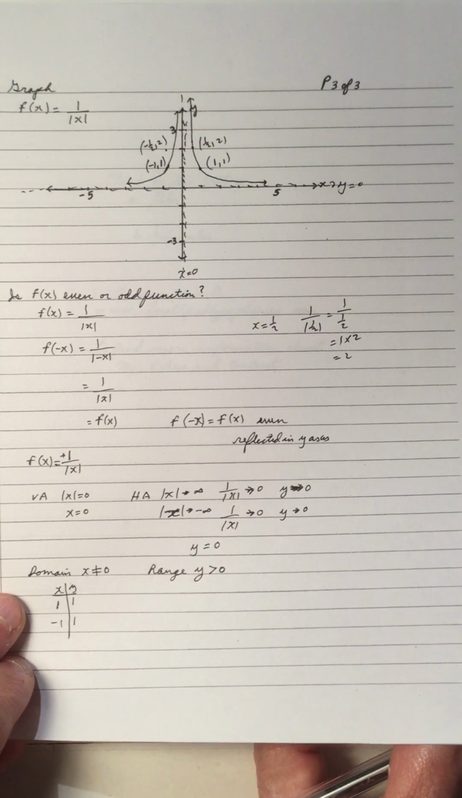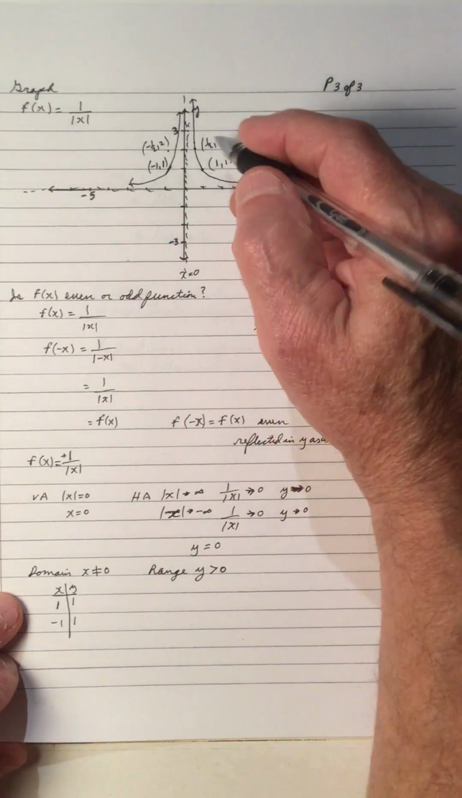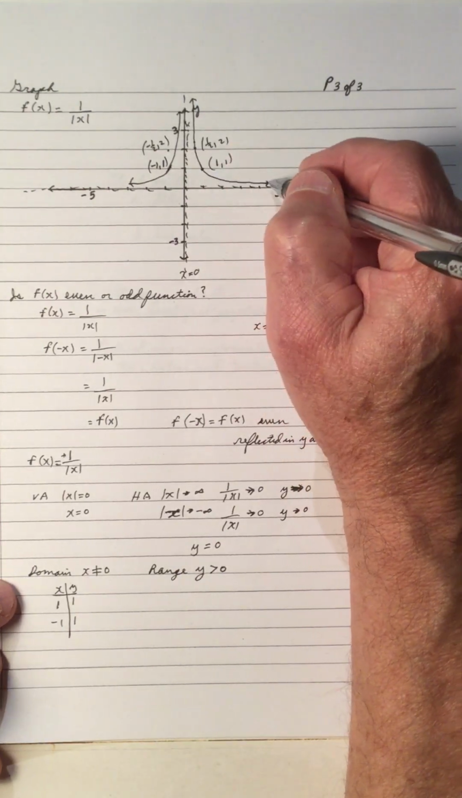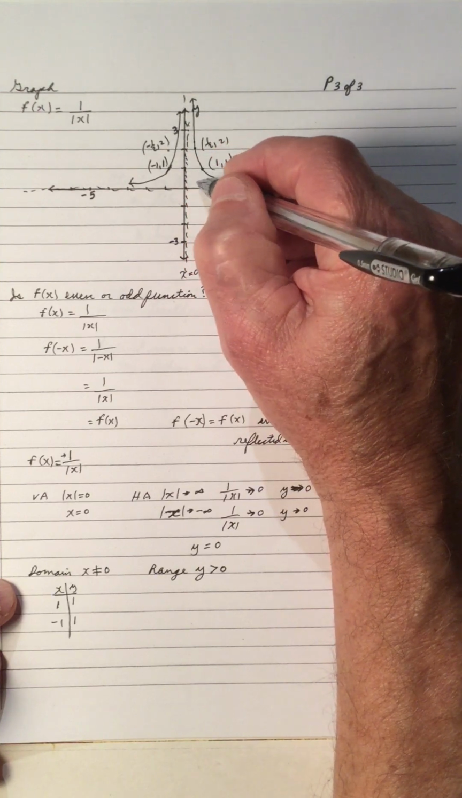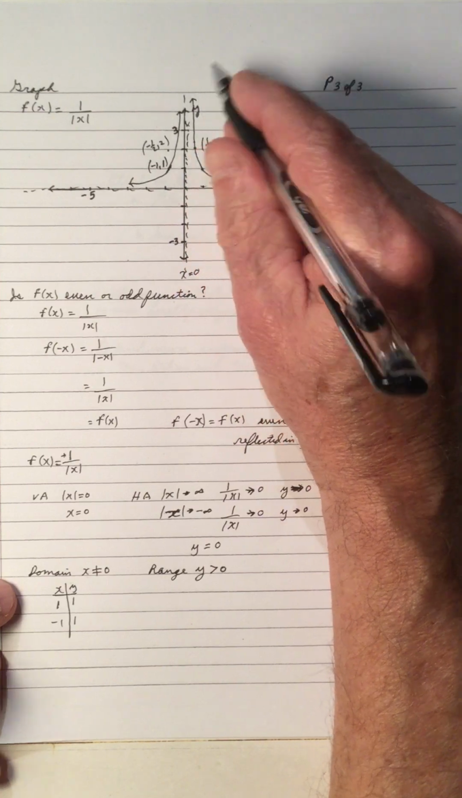Again, the function 1 over the absolute value of x has a horizontal asymptote at 0, and it goes up to infinity no matter which side you go in on, left side or right side.